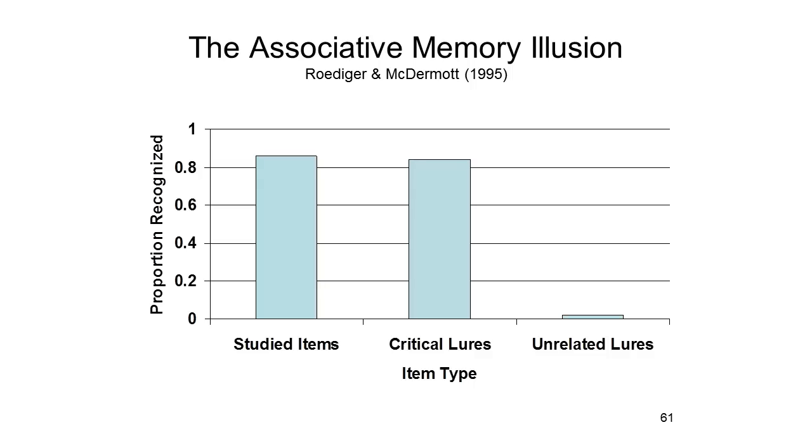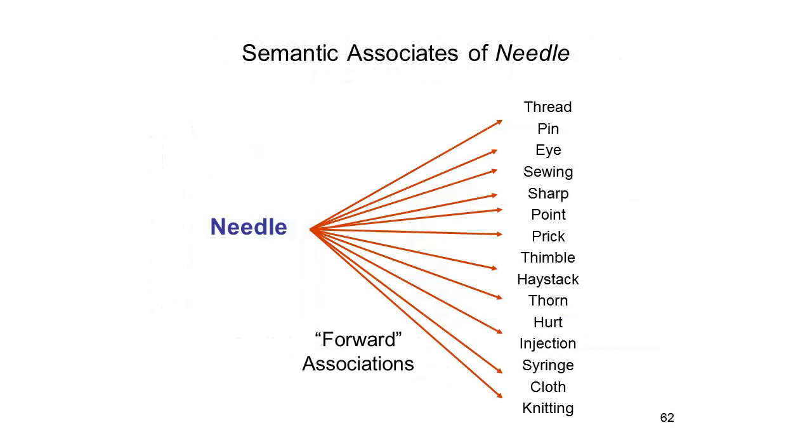And this was not because they were saying yes to just anything, because false recognition of unrelated lures, like the word sleep, occurred at a very low rate. This is an illusion in which people have false memory for items that are associatively related to items that they did study. Here's how the illusion occurs.